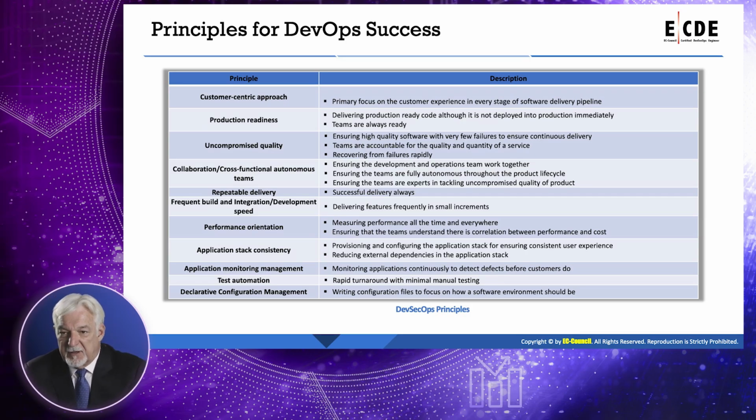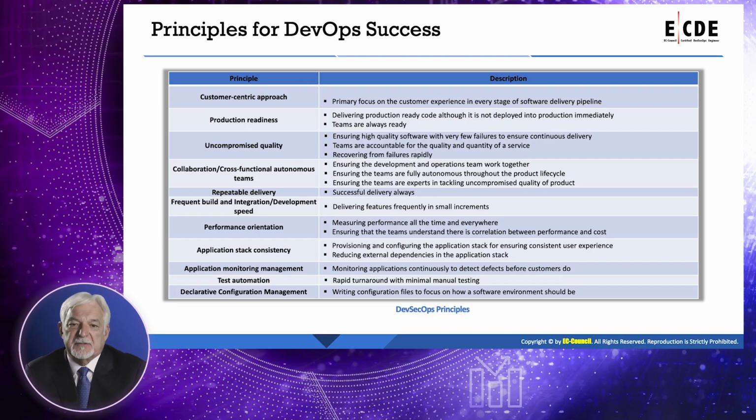So in order for DevOps to succeed, there's a couple of principles or premises that you really need to adhere to. From a customer-centric approach, you need to be focused on the customer experience at every stage of the software delivery pipeline. You look at having things more production ready earlier on in the cycle. You're delivering production ready code, although it's not deployed into the production environment immediately. And the teams are always ready to either fix problems or to roll things forward. It's like everybody is actively engaged and pretty busy.